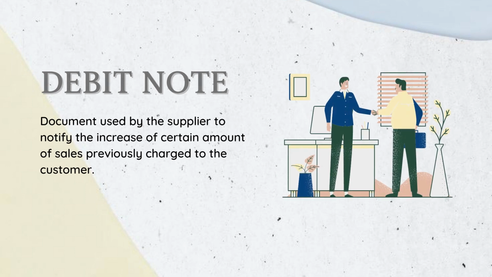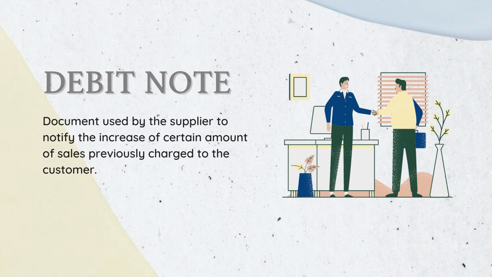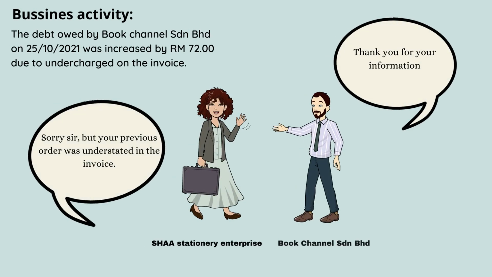A debit note is a document used by the supplier to notify the increase of a certain amount of sales previously charged to the customer. Business activity. On 25 October 2021, the amount owed by Book Channel Sdn Bhd was increased by RM72 due to an undercharge on the invoice.